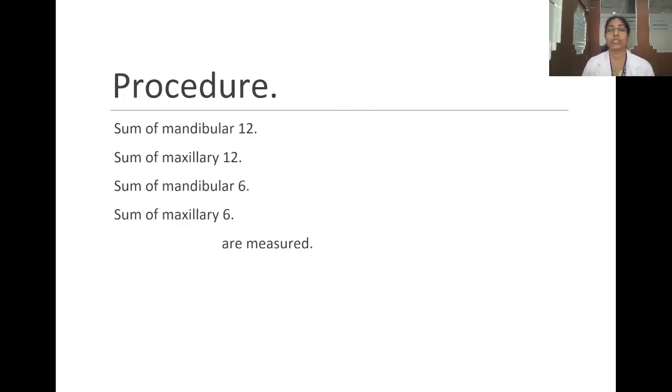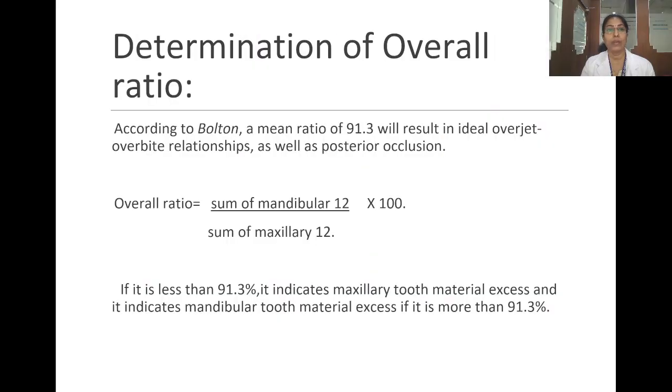So how is this procedure carried out? Here, the sum of the mandibular 12 teeth anterior to the first permanent molar is taken and summed up. The second is the sum of the maxillary teeth anterior to the first permanent molar. Then the sum of the mandibular 6, that is from canine to canine, is measured and summed up. And the mandibular incisors are also summed up. Okay, now the determination of the overall ratio.